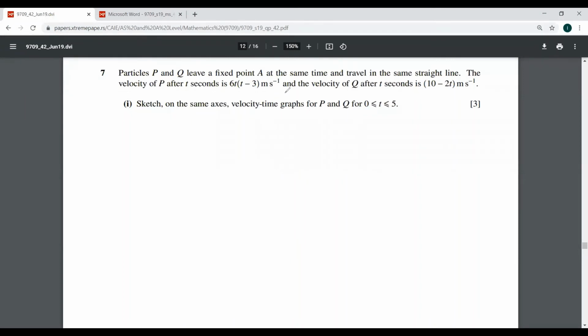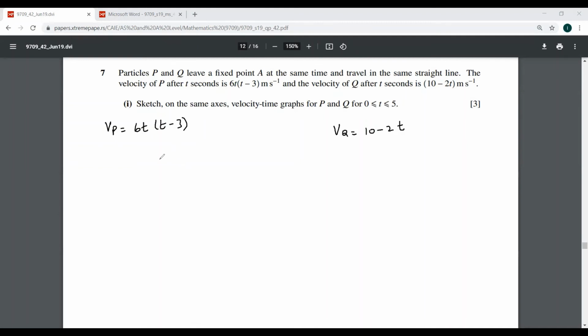At the same time and travel in the same straight line, the velocity of P after t seconds is 6t into t minus 3, okay? And the velocity of Q is 10 minus 2t. Sketch on the same axis the velocity time graphs for P and Q for the time 0 to 5.